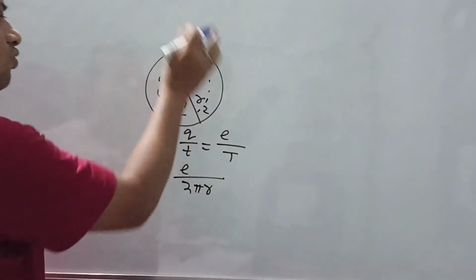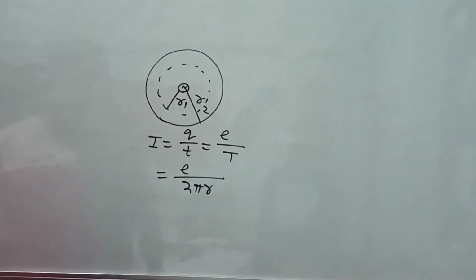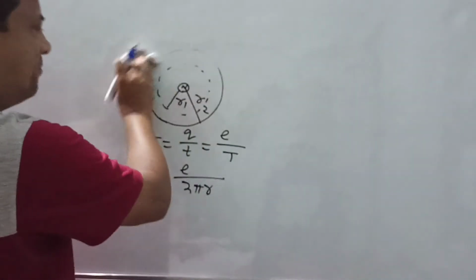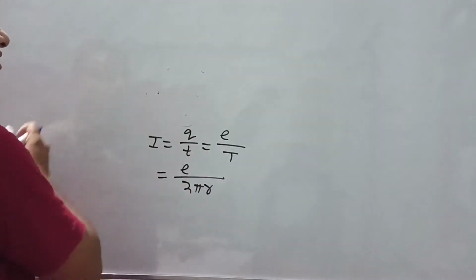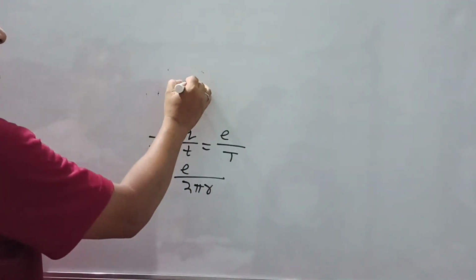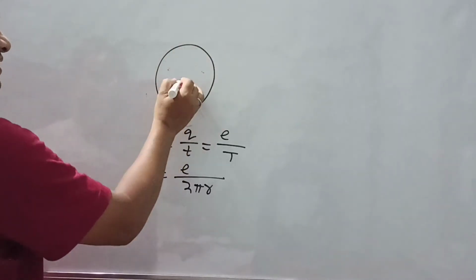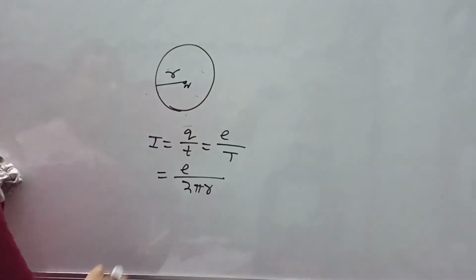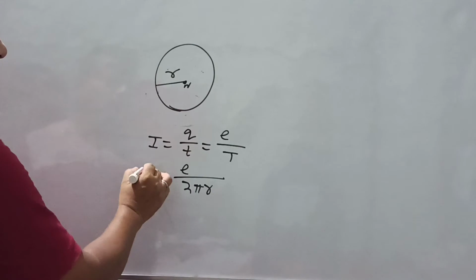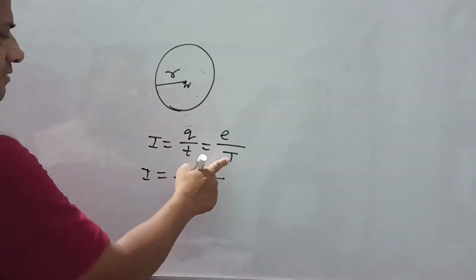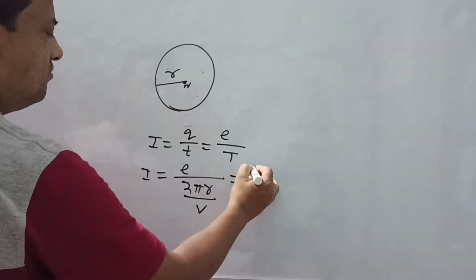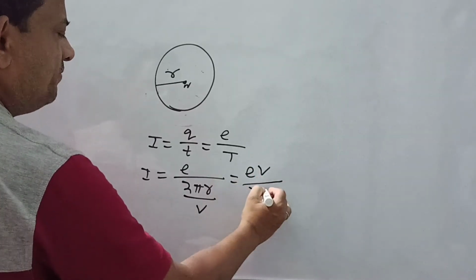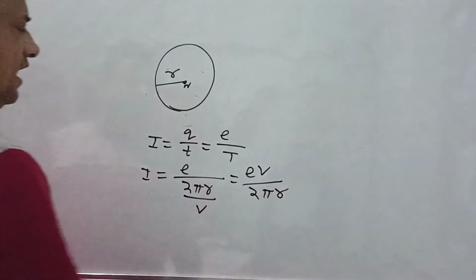Suppose I consider one orbit whose orbital radius is r. Suppose this is the nucleus. This is one orbit, its radius is r. So I is equal to what? e divided by T, which is 2 pi r by v. This is nothing but ev by 2 pi r.